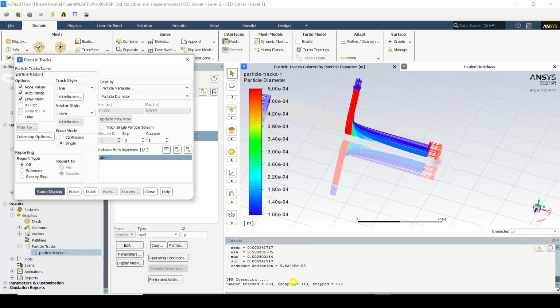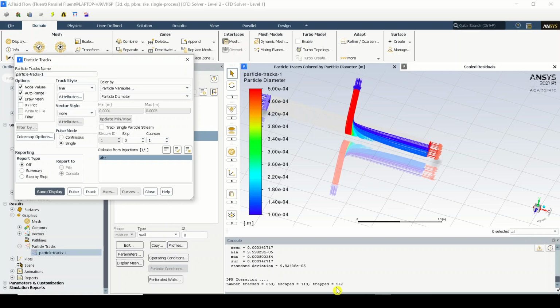But now you can see a drastic change. You can see 660 particles are entering, that is well and good, but the amount of particles that are escaping is a mere 118, right? So where are the rest of the particles? The rest of the particles are trapped. They are trapped at the wall. And you can see the number of particles which are trapped: those are 542. This is almost closer to 80%, I believe, more than 50% you can say.